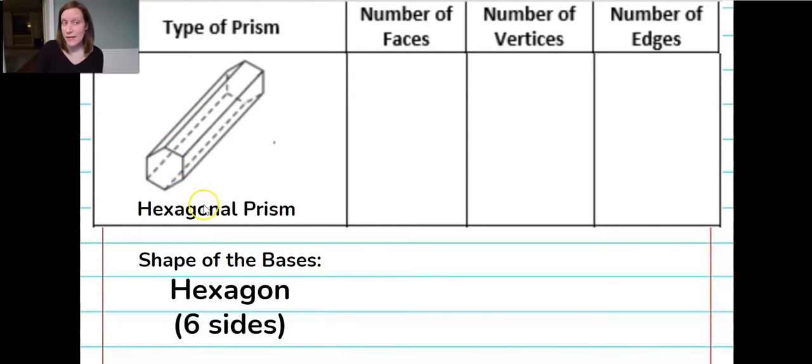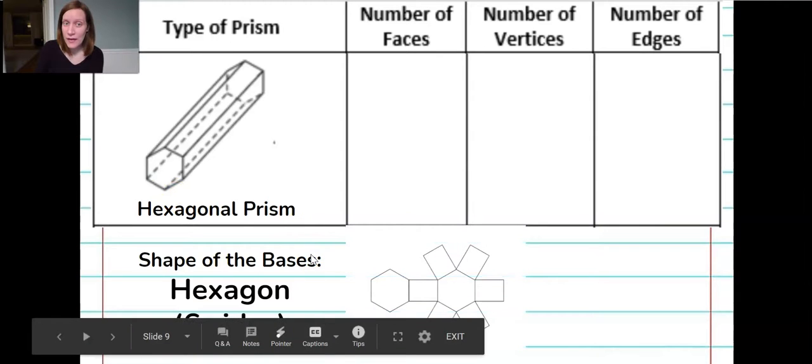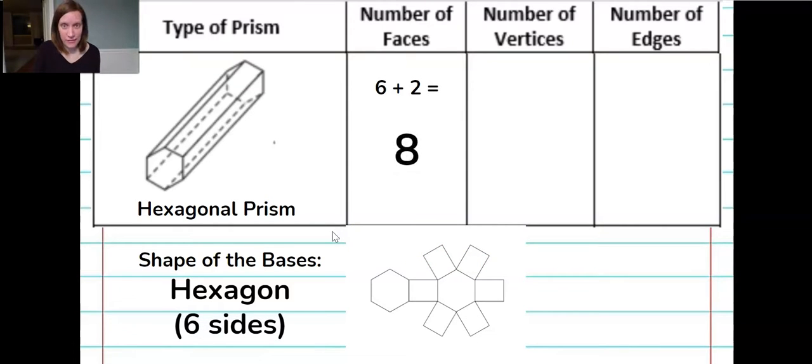A hexagon has 6 sides, so that tells me I'm going to have 6 rectangles connecting my 2 bases. 6 plus 2 is 8 faces, and I have one of those right here: 1, 2, and then 6 rectangles that connect them.